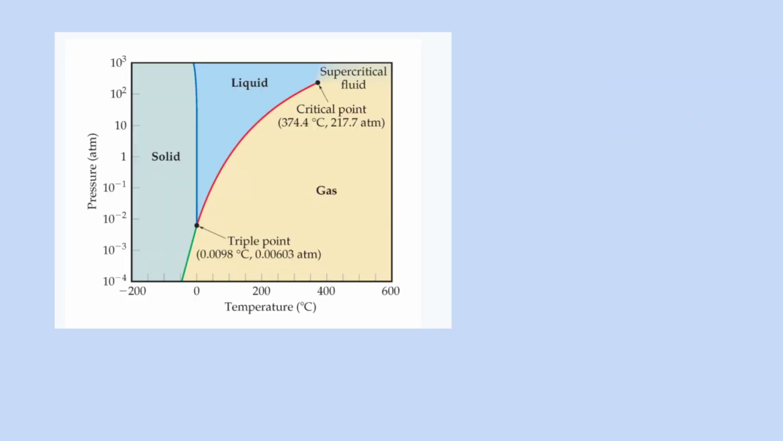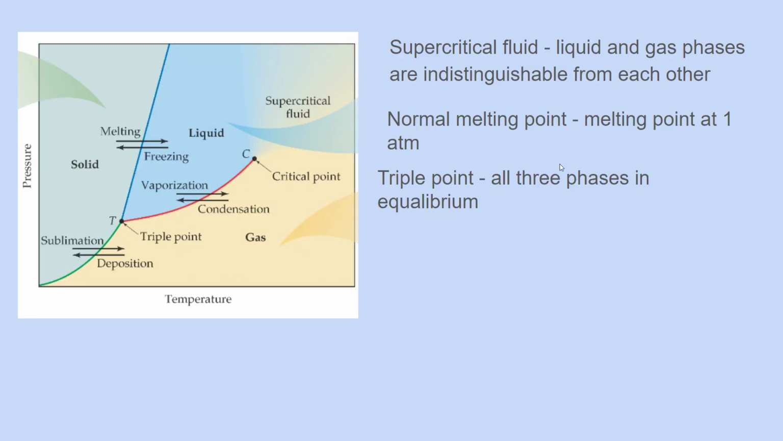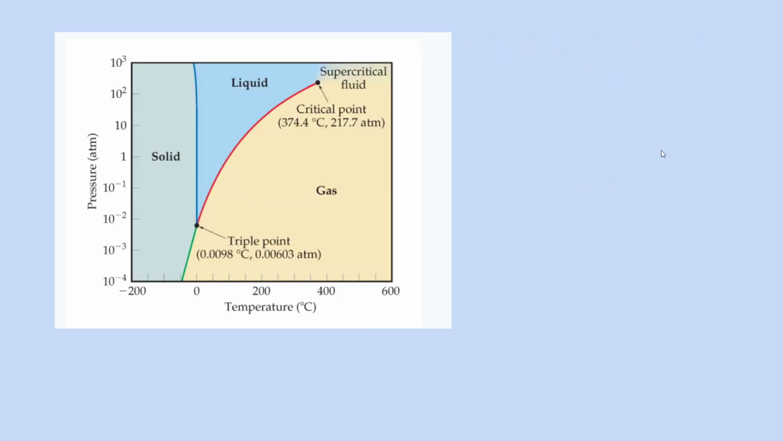So this is the phase diagram for water, and this one is labeled, so you can see at 1 atm on the melting curve the normal melting point, which is the melting point at 1 atm, is right here. So it's at 0 degrees Celsius, as we know. Solid water becomes a liquid at 0, and it also freezes at 0.